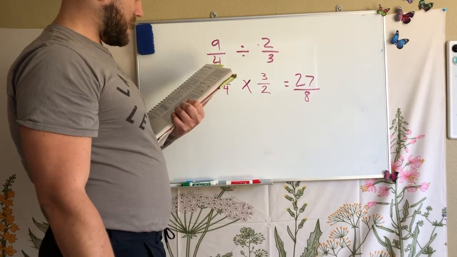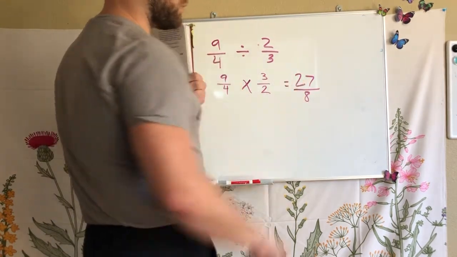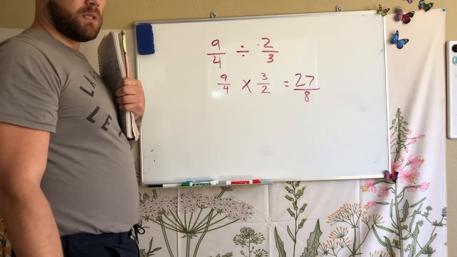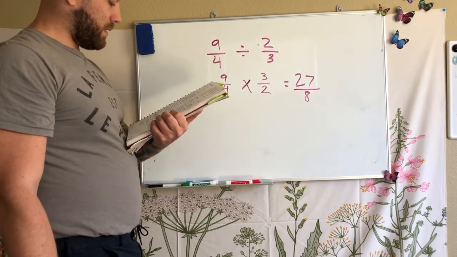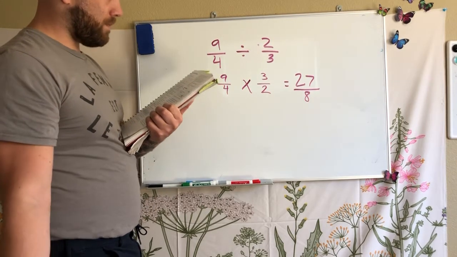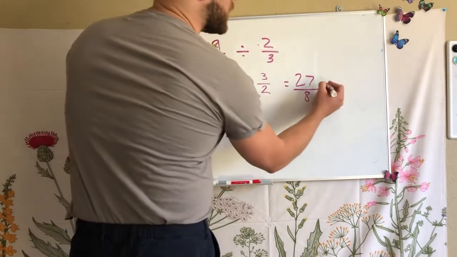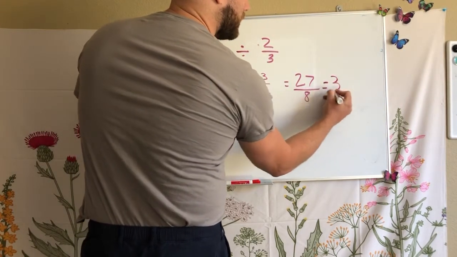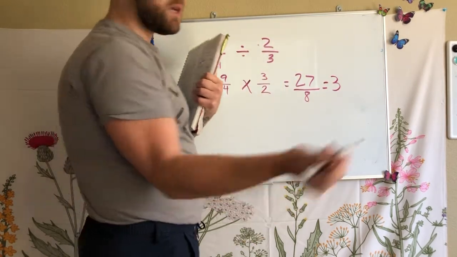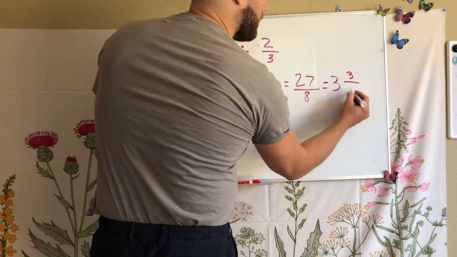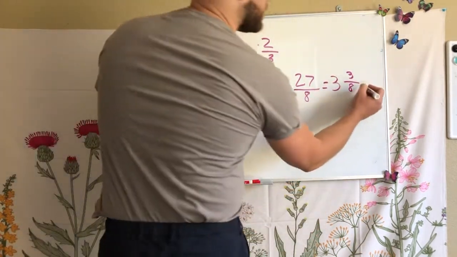Because what you can do is do 8 divided by 27. What's the closest thing you can get to? 24. Because 8 times 3 is 24. So I know it can go in there 3 times. 8 can go into 27 3 times. What's my remainder? 3. Denominator stays the same. And labeling my answer.